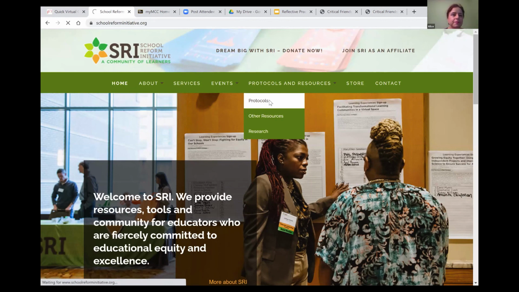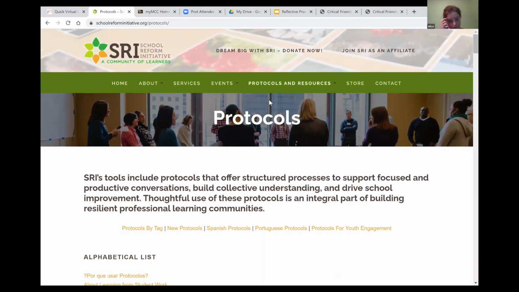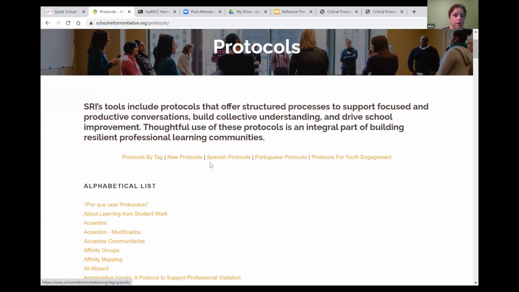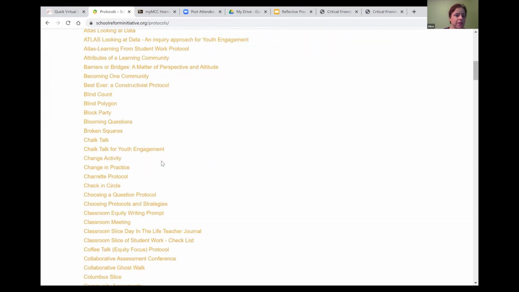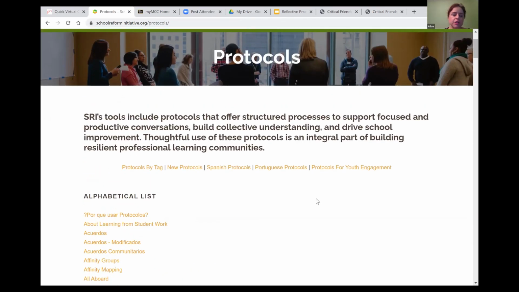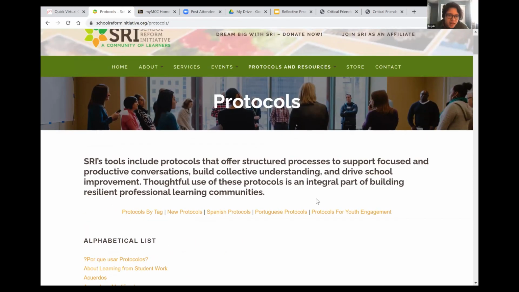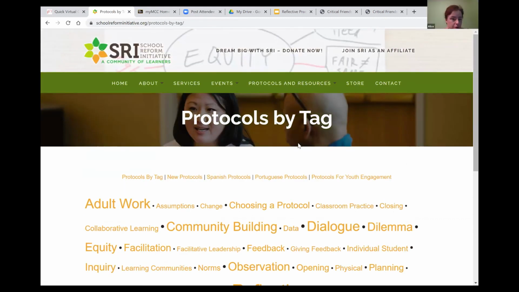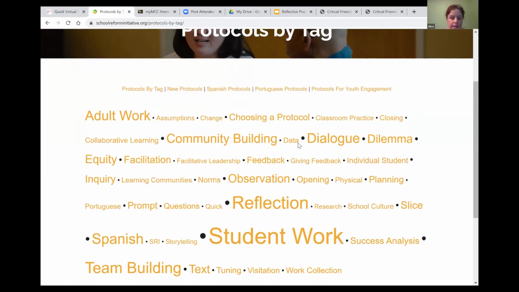Okay, and there's an alphabetical list. I don't think that they're organized by type as they are in the book. So I'll get the citation for you so you can purchase the book. Protocols by tag. Oh yeah, that's my tag. Yeah, so you can go by tag as well.